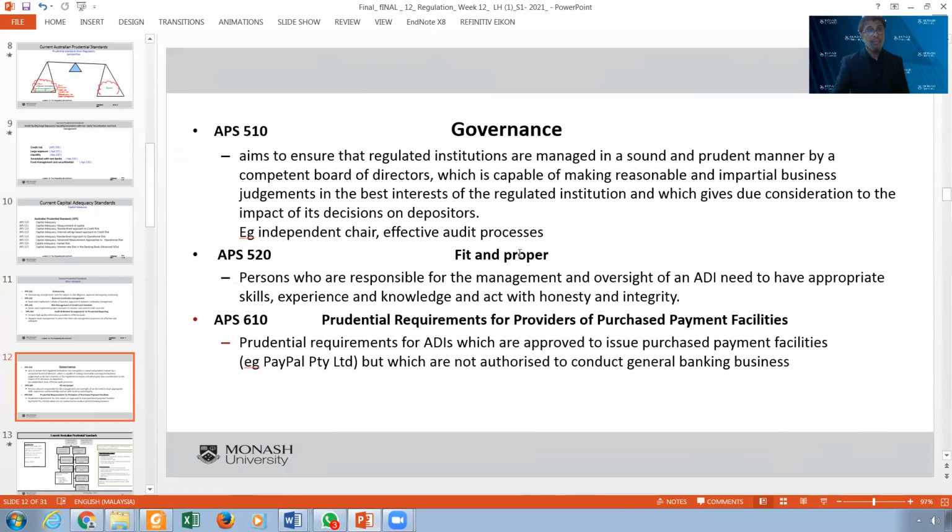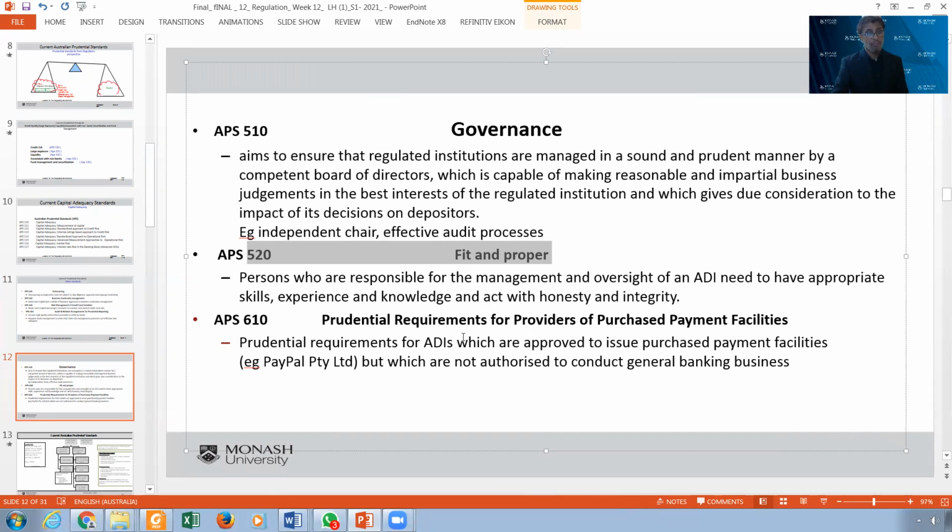Governance, we have 510, fit and proper. This is a very important issue, which means who is going to be on the board of the bank. He has to be fit for that job. And so persons who are responsible for management and oversight, ADIs, need to have appropriate skills, experience, knowledge, and act with honesty and integrity. Now, all of those are actually in the standard. So you cannot bring anybody and put them on the board, which is the top authority in a bank.